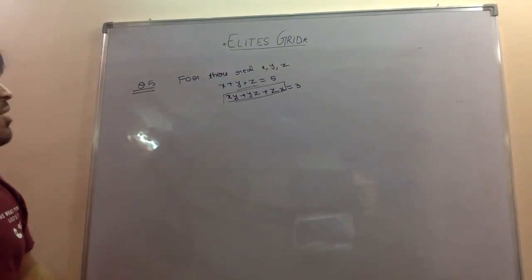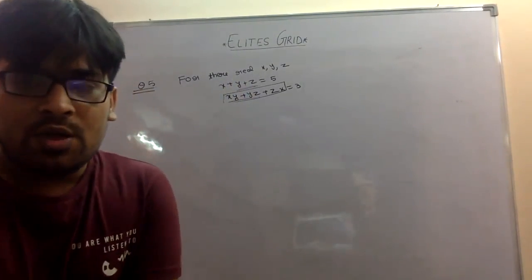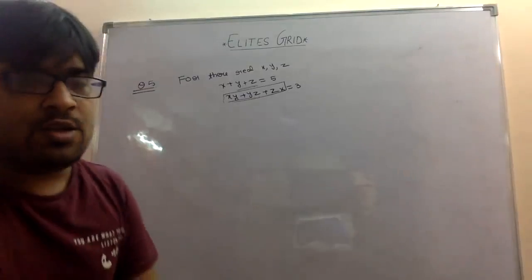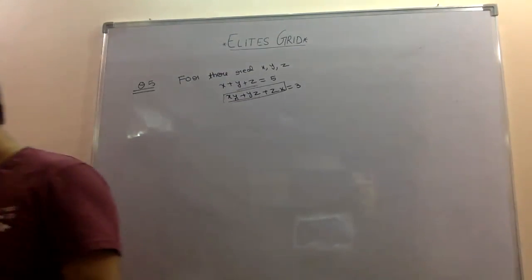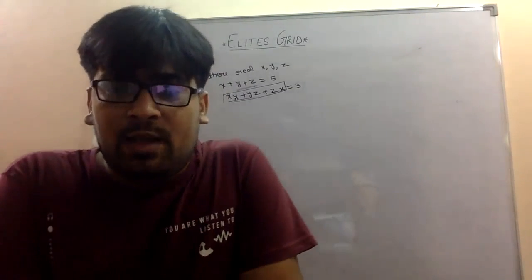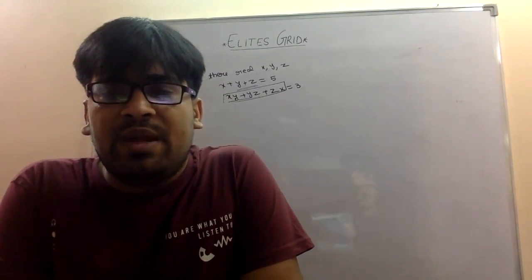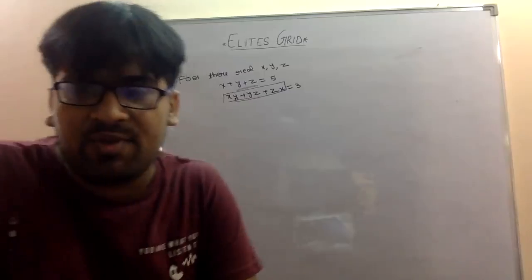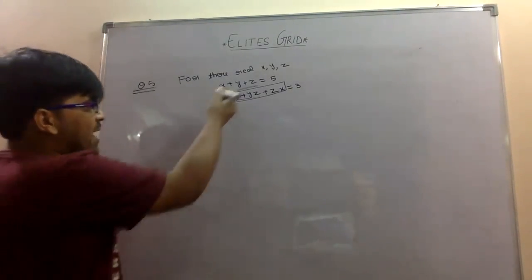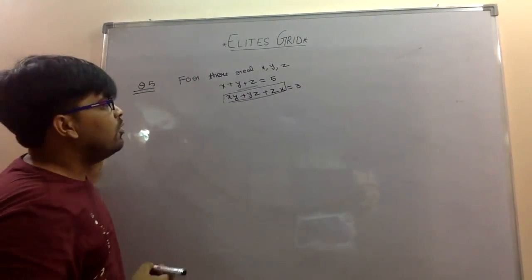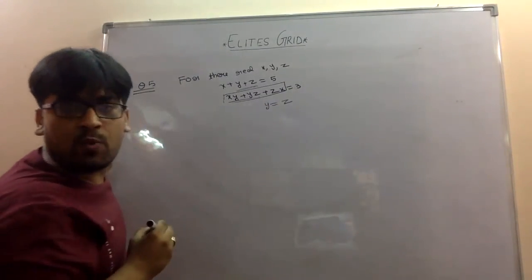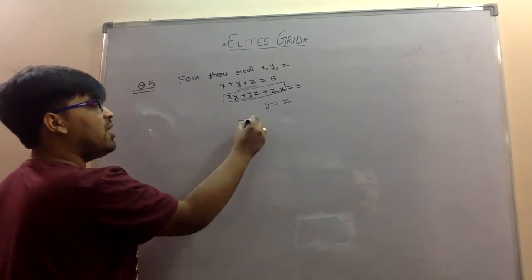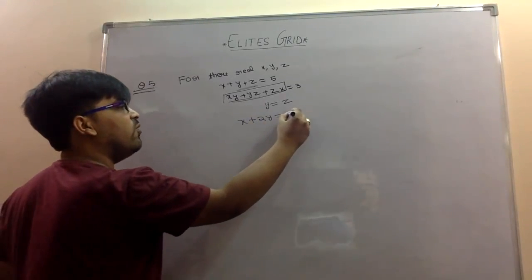That means, tell me, when y is equal to z, then x will be maximized or not? Yes, x will be maximized. So to find the maximum value of x, y should be equal to z. So it will become x plus 2y is equal to 5.